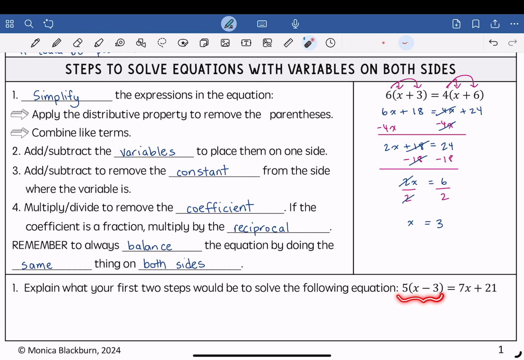However, we could remove the parentheses, hence we will apply the distributive property. So that would be our first step.